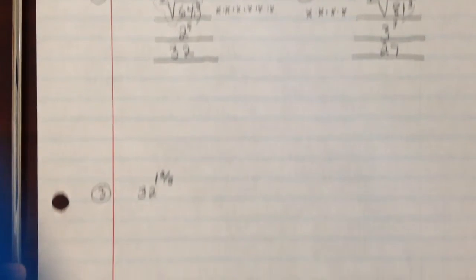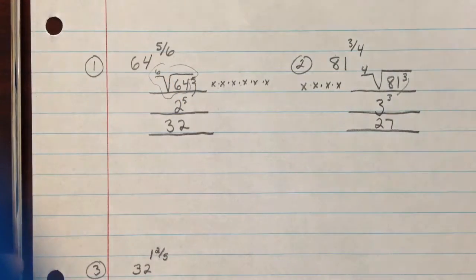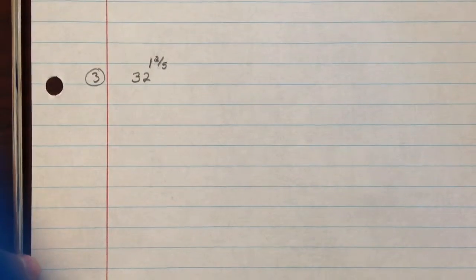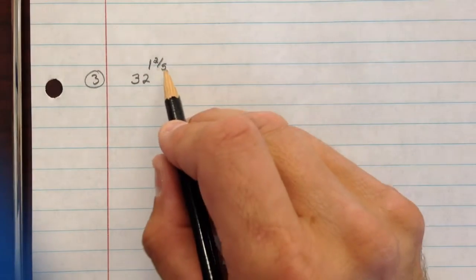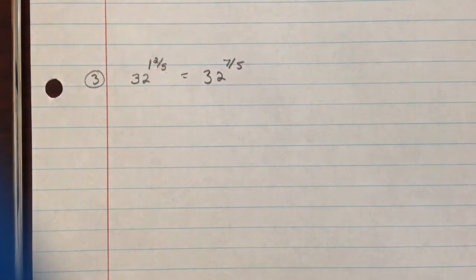Let's try another one now. This one's a little harder than we did in class, but it's the same general idea. On this one, we got 1 2/5, which is a mixed number, and we talked about how when you're doing this, you always put one number on the shelf, like this, and one number in here. Well, I've got 2 numbers, so why don't we change that to an improper fraction? So 5 times 1 is 5, plus 2 is 7. So let's change it to 32 to the 7/5. Now it's easier to work with.